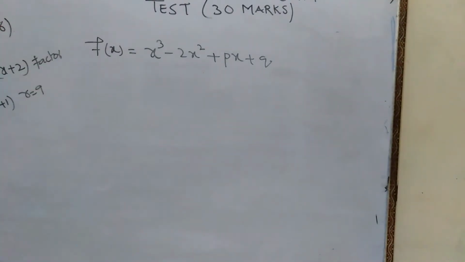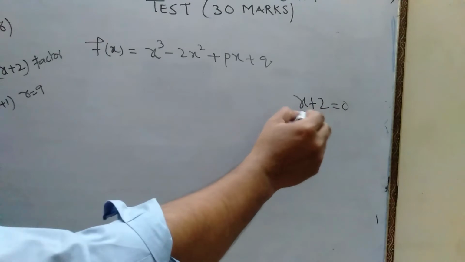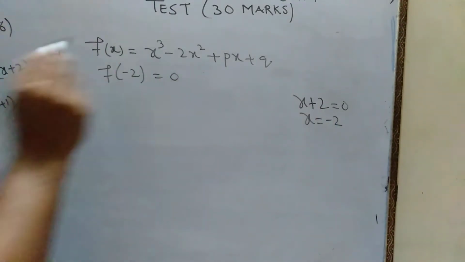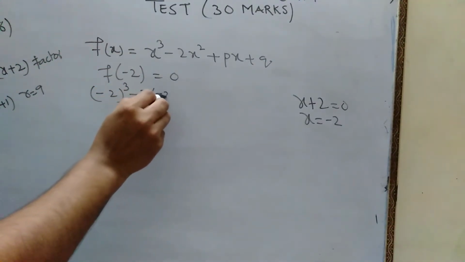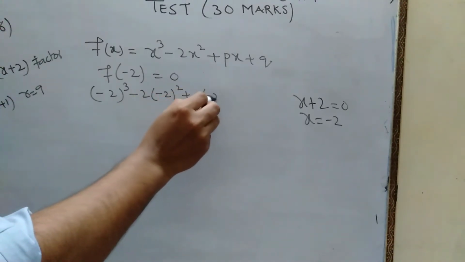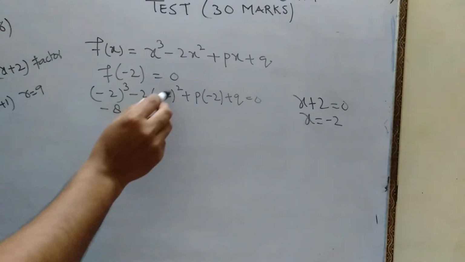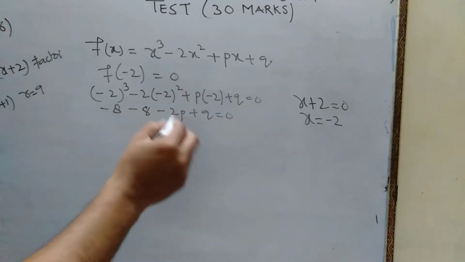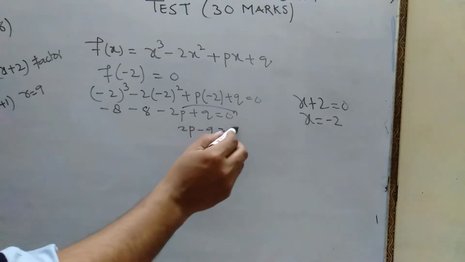In this question function is given and x plus 2 is a factor of this function. If x plus 2 is a factor of this expression, then when we substitute the value of minus 2, the function will be equal to 0. Substitute it. Minus 2 cube minus 2 into minus 2 square plus p into minus 2 plus q is equal to 0. Minus 8 minus 8 minus 2p plus q is equal to 0. Shift it toward right hand side. It becomes 2p minus q is equal to minus 16.